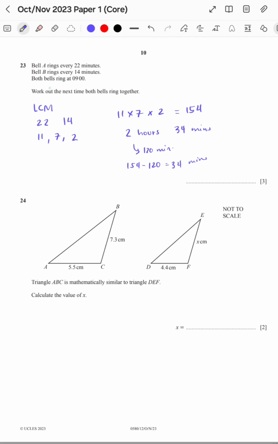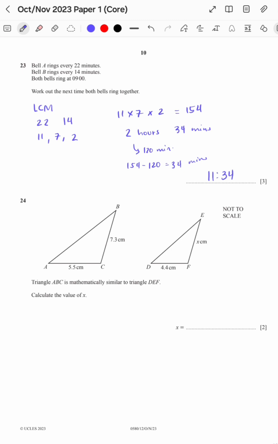So both bells ring at 9. When will be the next time both bells ring together? After 2 hours and 34 minutes, so 9 plus 2 hours is 11, and 34, so that's 11:34.